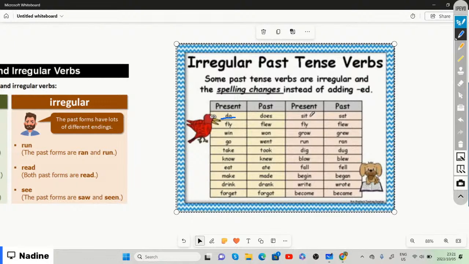Sit, right? This is more common. I sit, something that you're doing now. I sit on the chair. But in the past, or yesterday, or earlier, I sat on the chair, or I sat in front of my laptop.